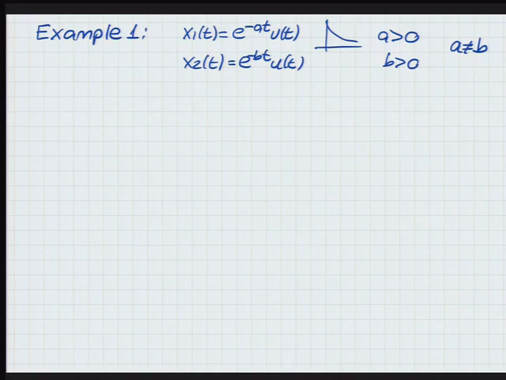And I ask you, what is x1 star x2 of t? Okay, can you do this? Well, you can. I mean, you just have to keep one function here, the other has to be flipped and dragged, and then you look at their product, you integrate their product, and so on. It's not a pleasant operation. So let's see if it's any easier to do this in the Fourier domain, in the frequency domain.